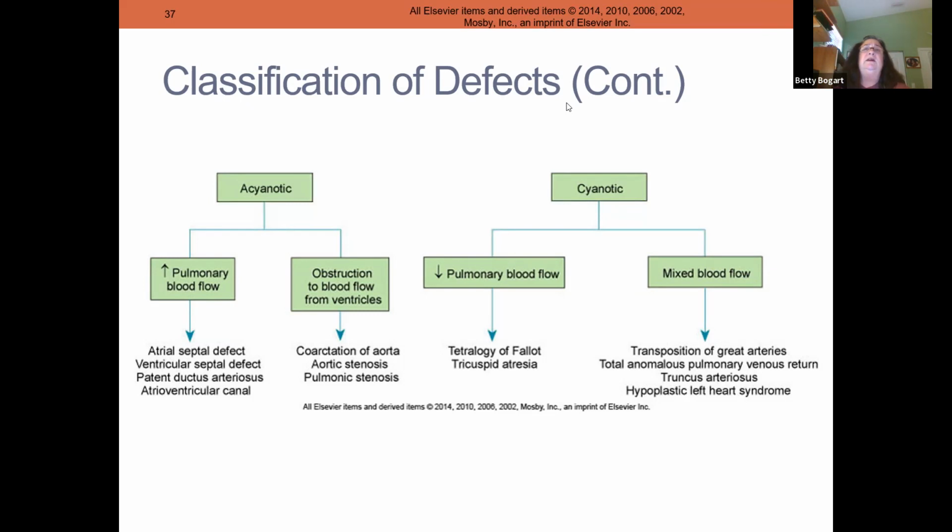Another thing is, have you heard of a patent ductus arteriosus? This is fetal circulation. Very important concept, okay? Very important concept. This is a little tube that connects the pulmonary artery to the aorta. So in case all else fails, we can get blood from the lungs with oxygen to go to the body. And there are many times we need to do that.